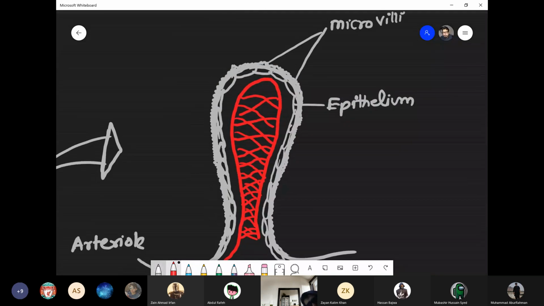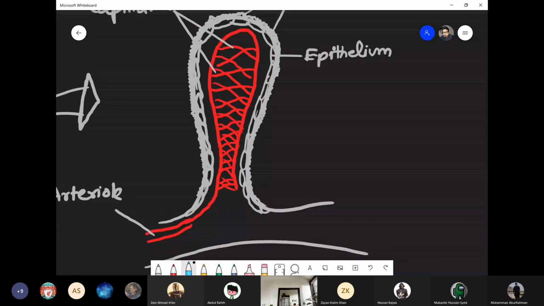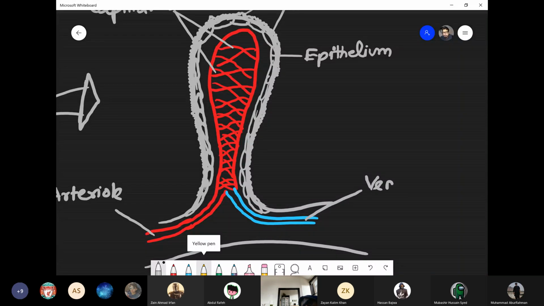So boys, these over here are blood capillaries. Then what happens? These blood capillaries come out as a small vein. And that small vein is called a venule. So boys, this over here, this is a venule.